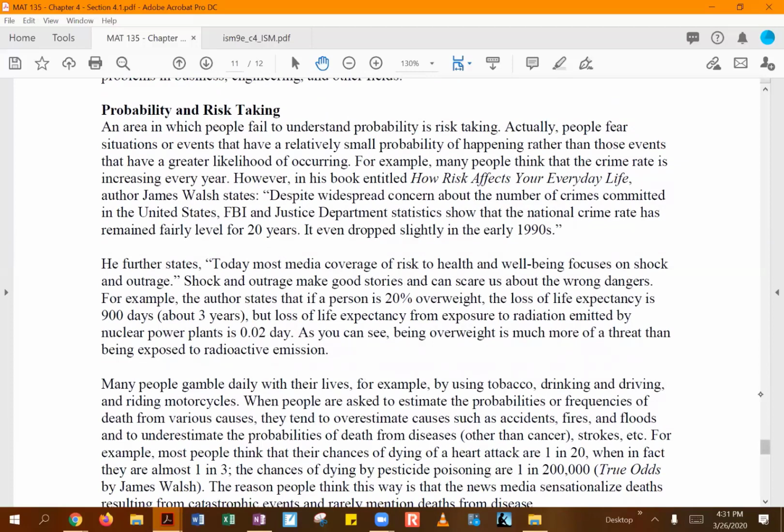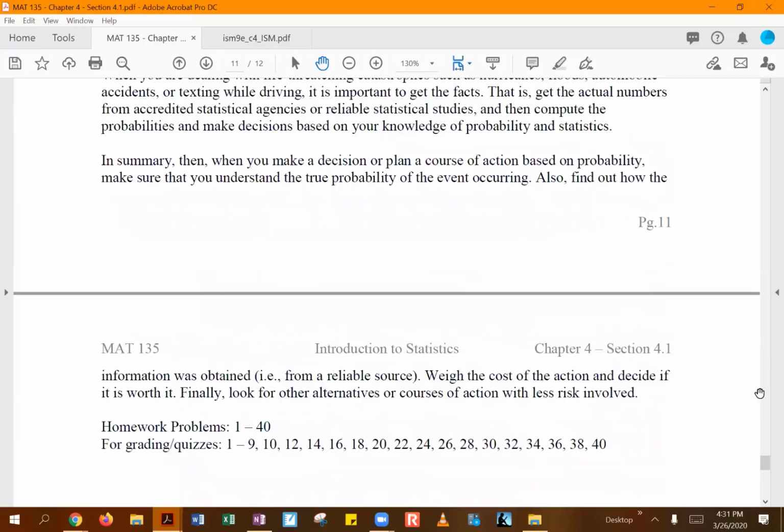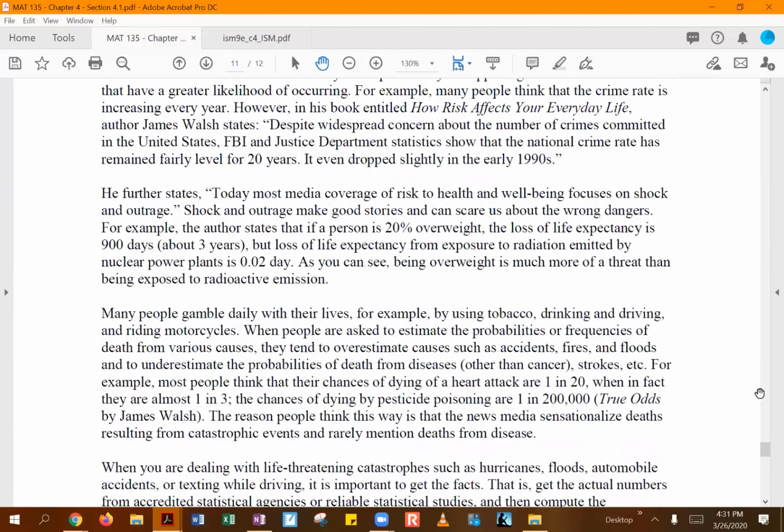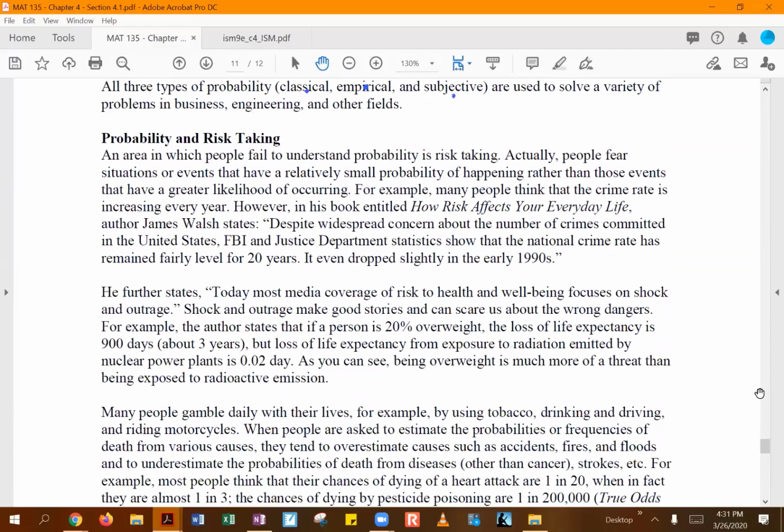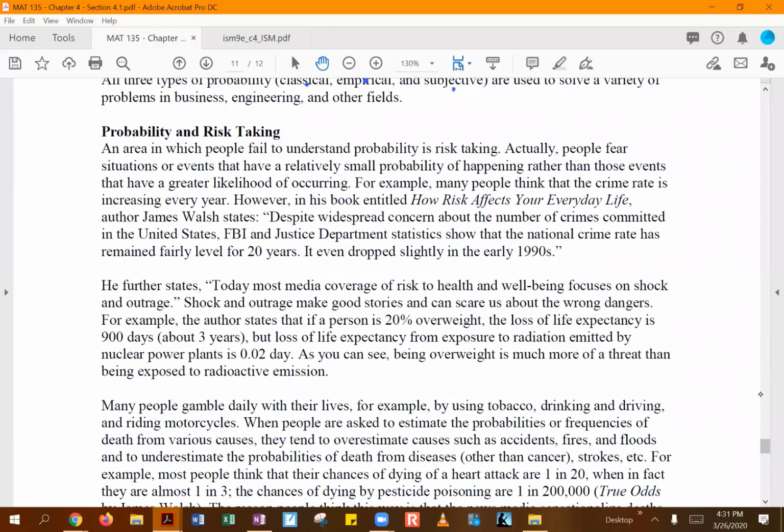Okay, and then this last part here is talking about probability and risk-taking. Again, I would actually prefer you guys to read this paragraph or this part of the handout on your own rather than me going over it. I'll just highlight some of the things that we want to talk about here.